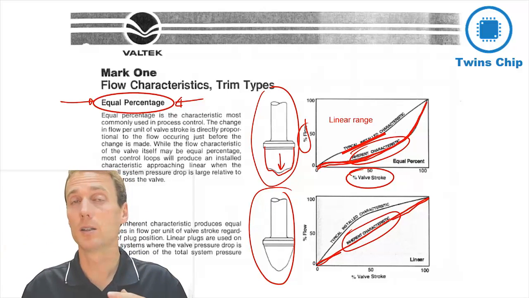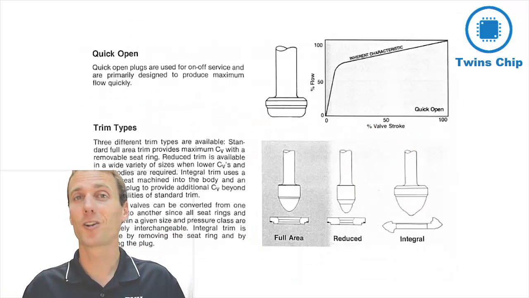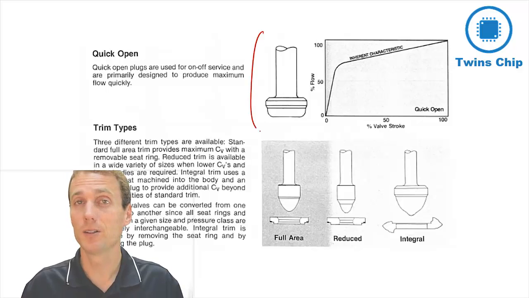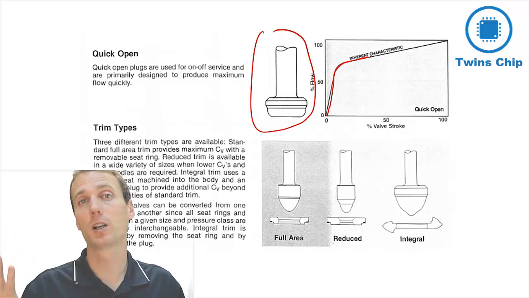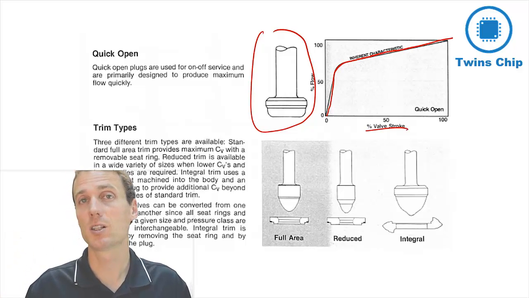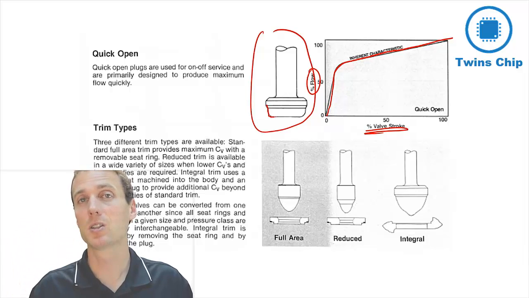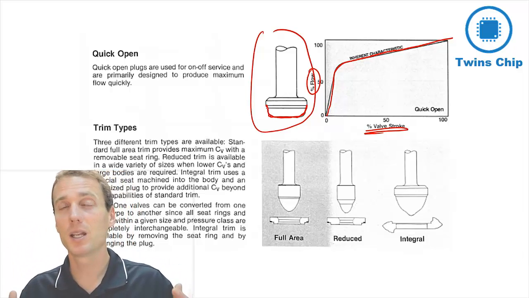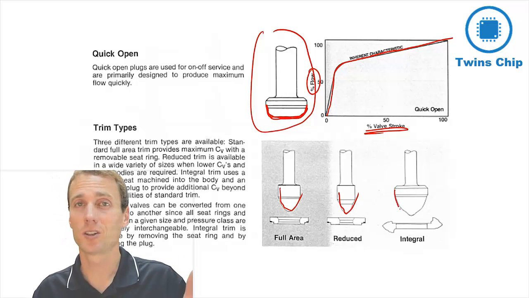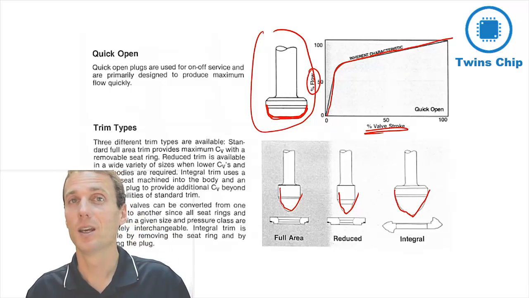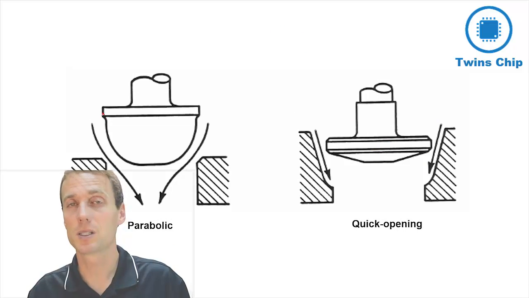There are different kinds of trims that we can apply. Another one, for example, is a quick open valve. If we have a little bit of lift, it's going to open very quickly. So you can see the style of the trim that goes into that valve, but there are many other types of trim. Here, for example, is a parabolic. There's also quick opening, as we discussed.